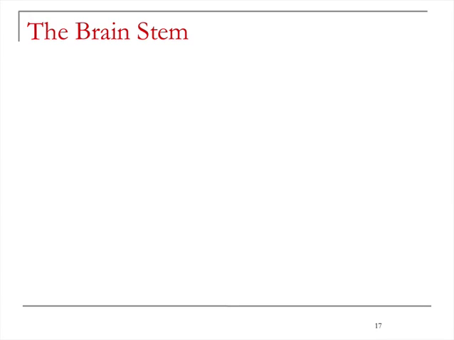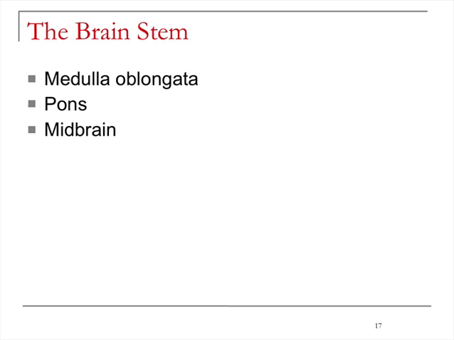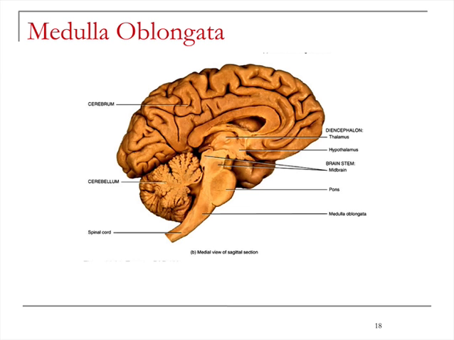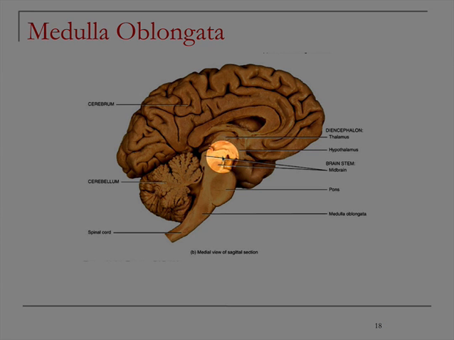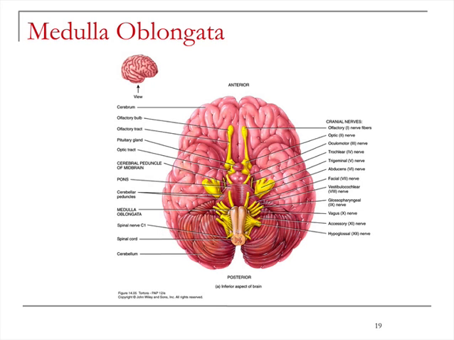Let's now take a look at the brainstem. There are three parts to the brainstem: the medulla oblongata, or sometimes simply referred to as the medulla, the pons, and the midbrain. Here we can see a picture of the brainstem, and again we can see the midbrain, the pons, and the medulla oblongata, which is just above the spinal cord.